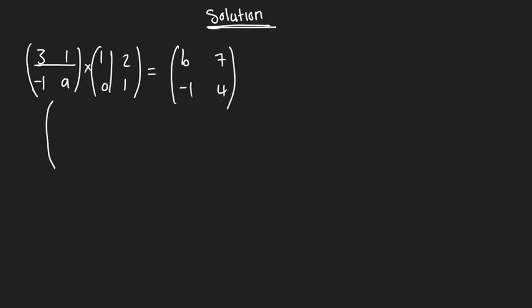So this is going to be 3 multiplied by 1, it's 3, plus 1 multiplied by 0, 0. Then we go to this part. Negative 1 multiplied by 1, negative 1, plus A multiplied by 0, it's 0. Then you go to the next part, which is this guy here. 3 multiplied by 2, it is 6, plus 1 multiplied by 1, it is 1. Negative 1 multiplied by negative 2 is negative 2. A multiplied by 1, it's A.